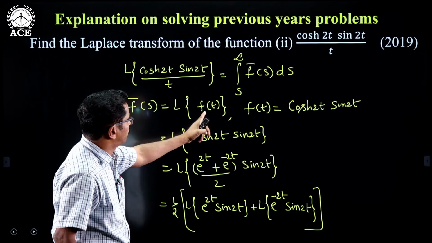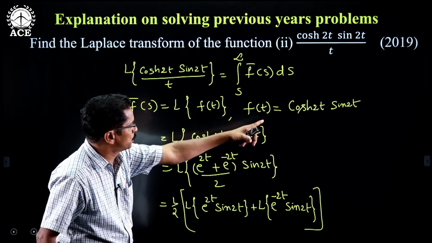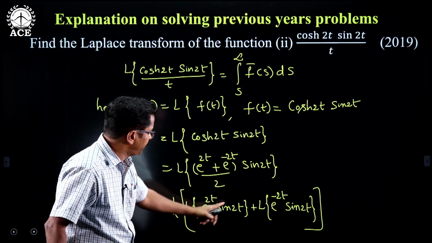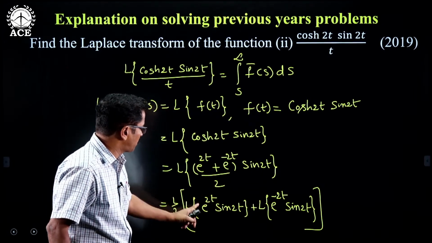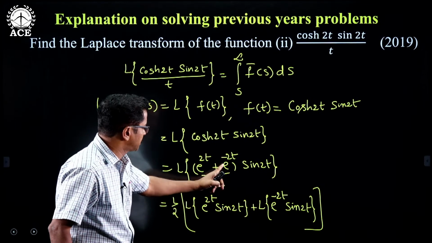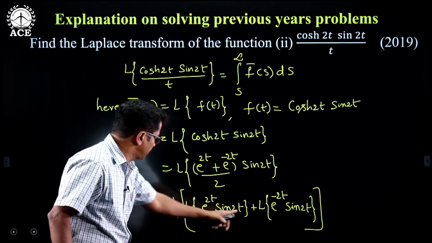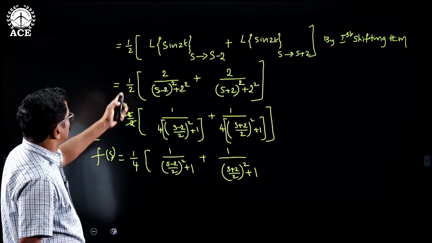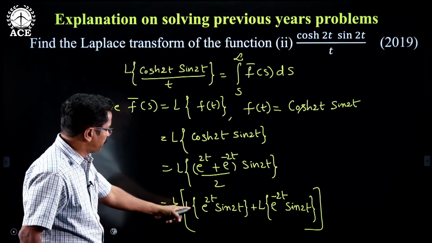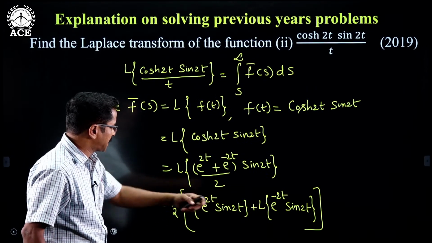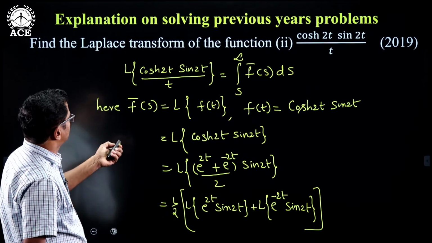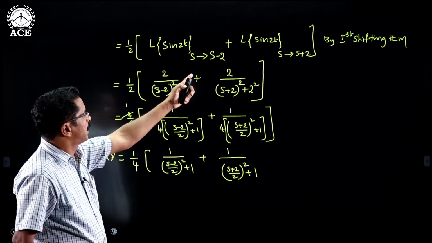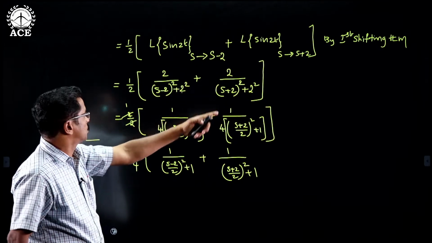Once again, here f of t is cosh 2t sin 2t, which I simplified and am writing as one half times e to the power 2t into sin 2t plus e to the power minus 2t into sin 2t, with the one half brought outside. Then I apply the linearity property and take the Laplace transform separately. It becomes L of sin 2t where s is shifted to s minus 2, and L of sin 2t where s is shifted to s plus 2.